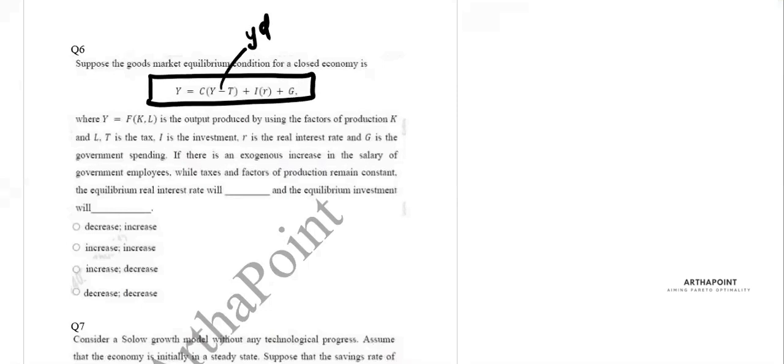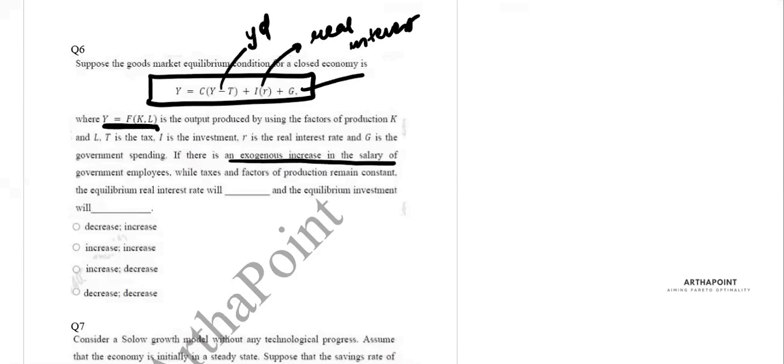Take the next question. This is a good one. It's from macroeconomics. It says, suppose the goods market has equilibrium condition Y is equal to C plus I plus G. Clearly, look, this is the disposable income. Investment is a function of the real interest rate. This is government expenditure. And you're also given an output function. If there is an exogenous increase in salary of government employees, while taxes and factors of production remain constant, the equilibrium real interest rate will... Now see here.